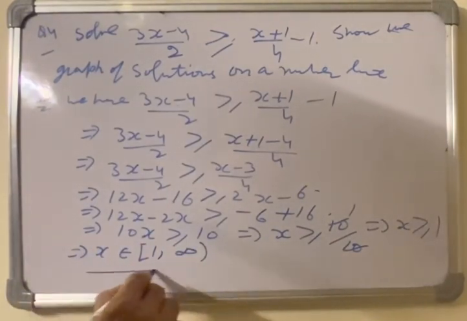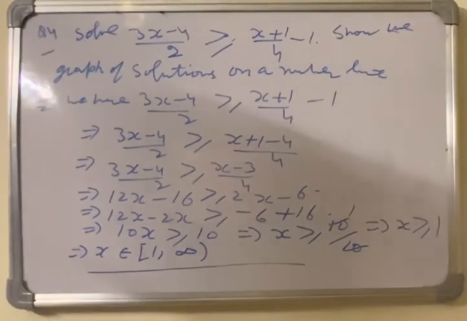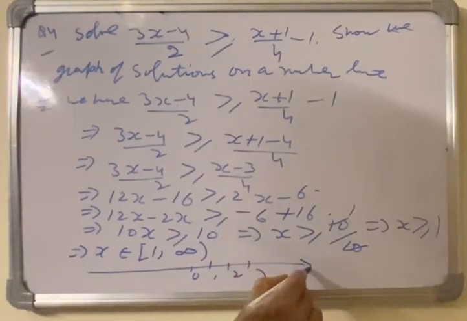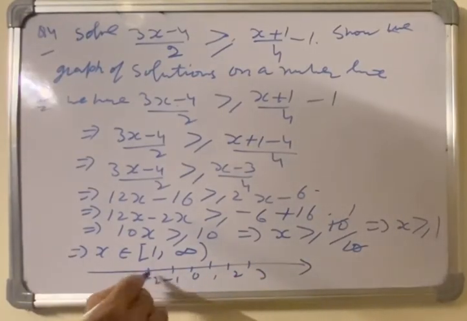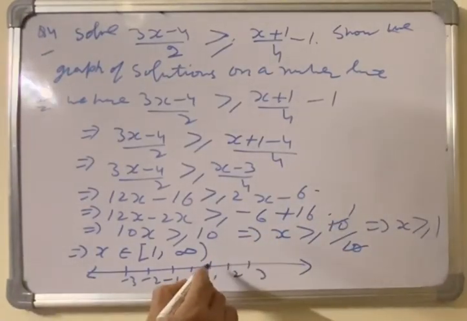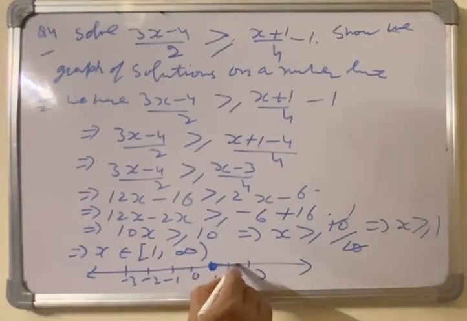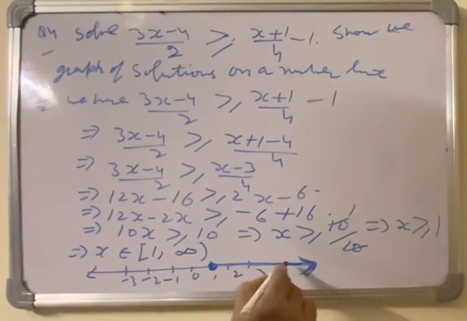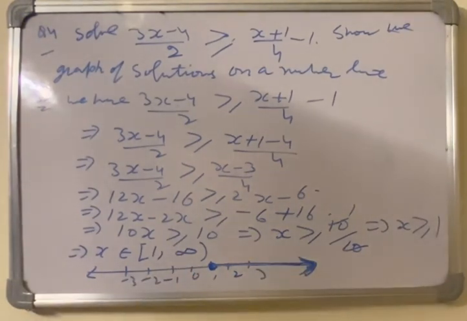Number line. This is 0, 1, 2, 3, so on. Minus 1, minus 2, minus 3, so on. Greater than equal to 1. Equal to 1 means you will dark this. Greater than, you will dark on the right side. So this is the graph of the solutions on the number line.